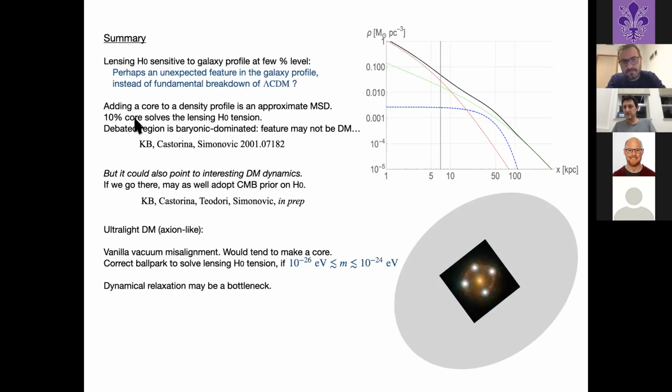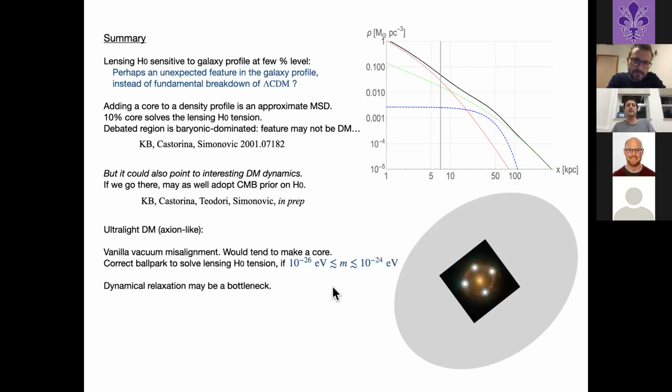If there is 10% or so of that component, it can solve the lensing part of the H0 tension. It could, in principle, be dark matter dynamics, and then it could be very interesting. I believe that an H0 prior on the lensing analysis would nail that family of lens models to very high precision. And axion dark matter is one of the monsters that could be hiding there.